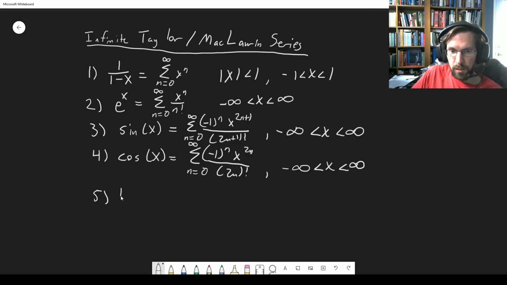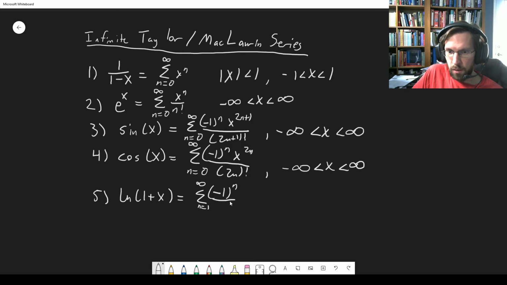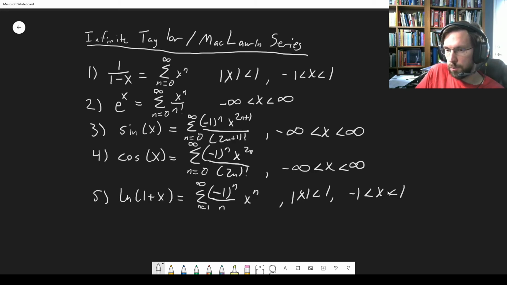And lastly, natural log 1 plus x is the sum n equals 1 to infinity of negative 1 to the n over n times x to the n. And this has radius of convergence 1. And it converges when x is between negative 1 and positive 1, but includes 1. Okay, so I'd argue there's really only 3 you really need to know. Those 3 are these 3.